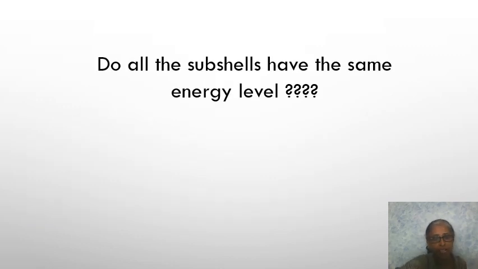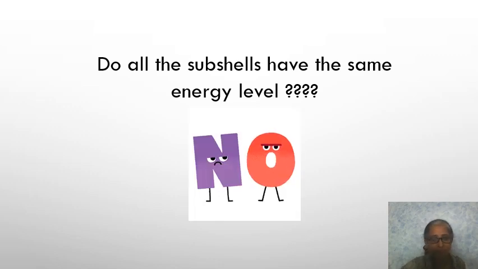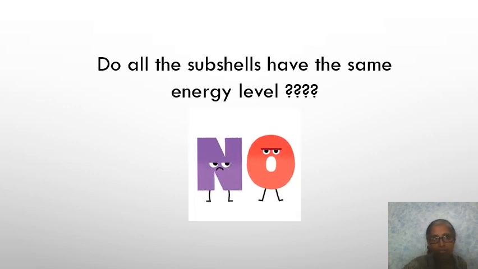You have learned that different shells have different energy levels. The energy level of K is lower than that of L, and L has a lower energy level than M, and so on. What about the subshells? Do they have the same energy level? No. So we'll learn how to do it.